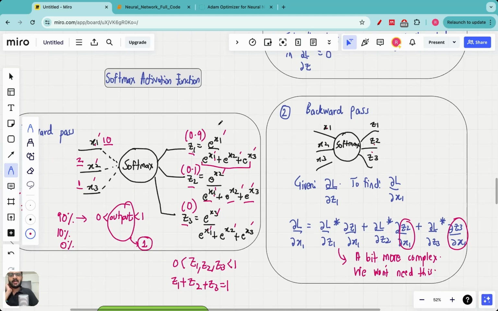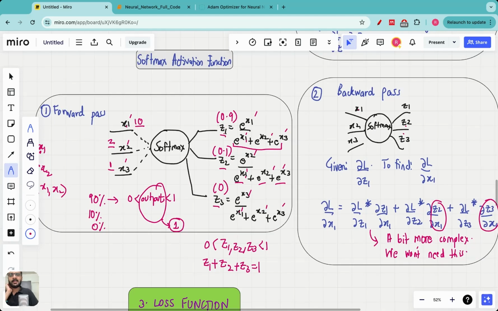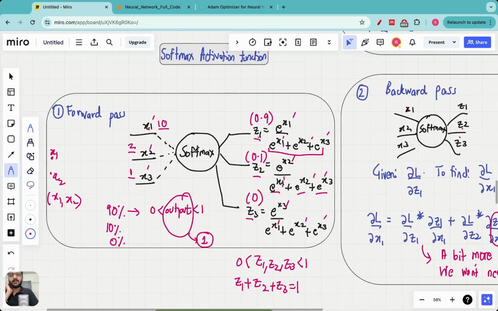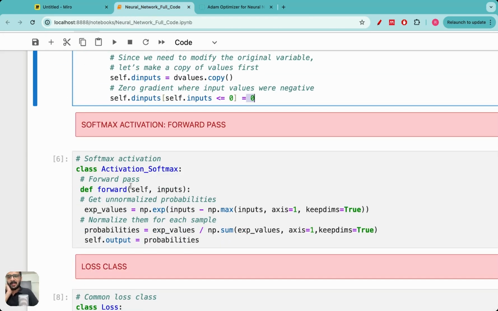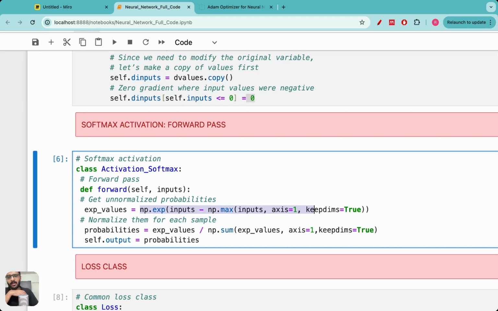For now, it's very important that you just have a look at the softmax activation function forward pass, and I'll show you how the forward pass is implemented in Python. So here is the softmax activation function forward pass. We first look at all the values in the matrix and we take the exponents. Remember that we first subtract the maximum value from each row just to make sure that the values don't grow too much. And then we divide each value by the summation.